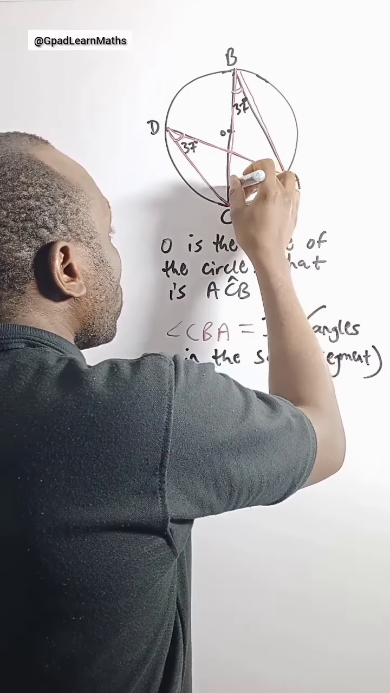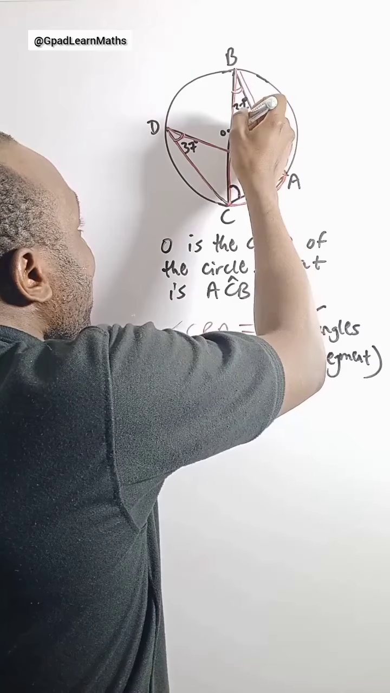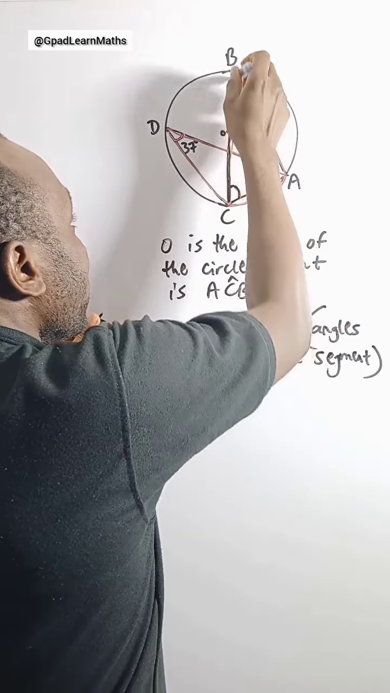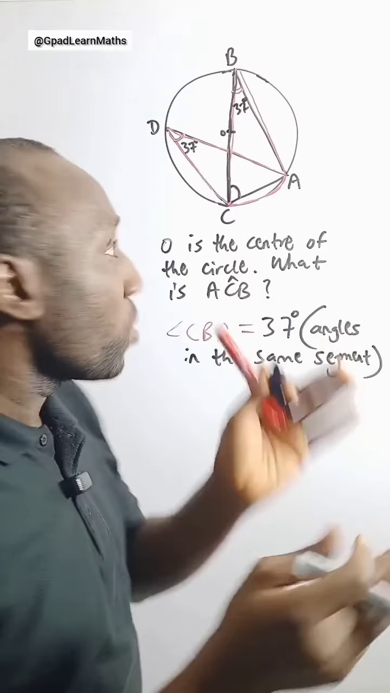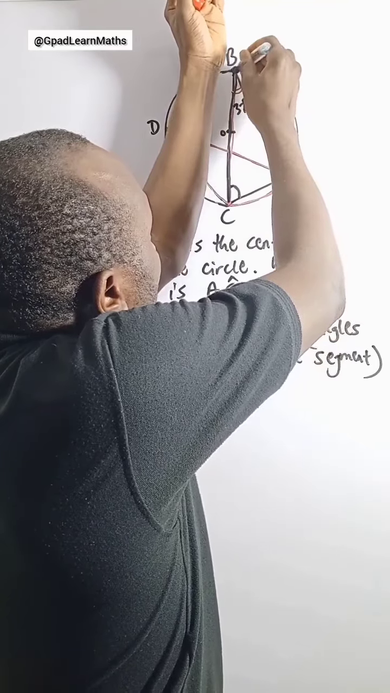Now, remember we are trying to get what angle? ACB, this angle. Since O is the center of the circle, from what we're told, this line here is the diameter. The diameter will create two semicircles. So what you have here is what? A semicircle. Look at the ends of the diameter.